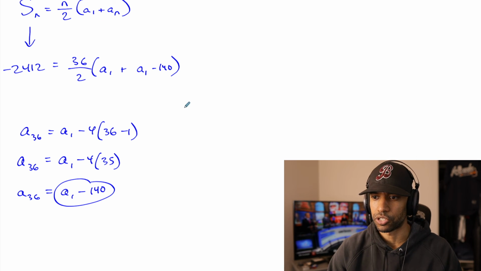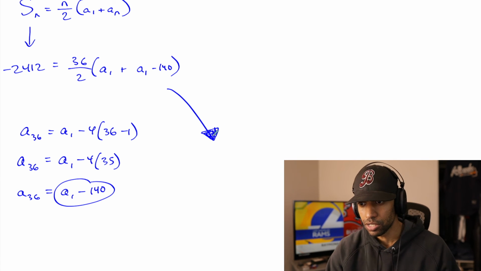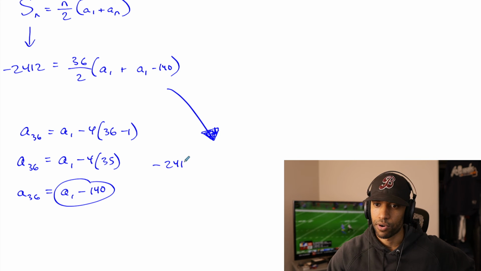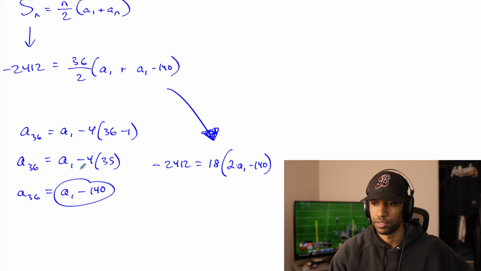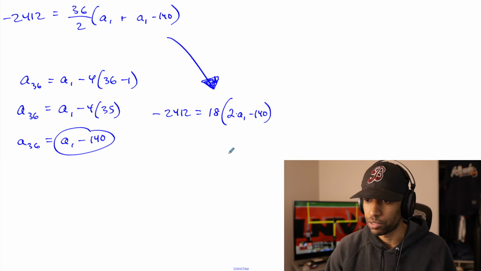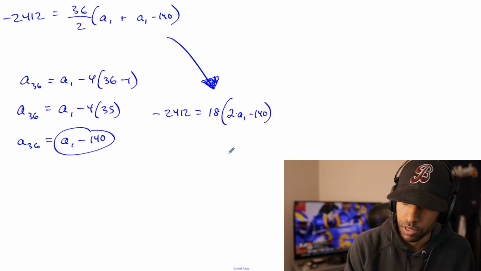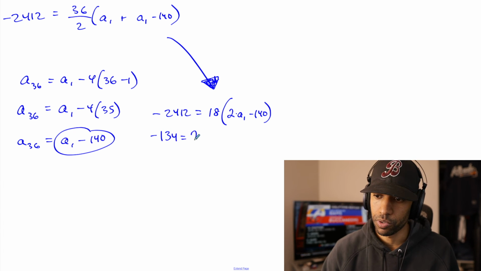Now we just need to work out that information. It's a difficult problem, I guess, when you work it out. So negative 2,412 equals 36 over 2, which is 18, times, inside here, 2 times a sub 1 minus 140. Can we divide it by 18? 2,412, we should be able to. Divide by 18. So negative 134 equals 2 times a sub 1 minus 140.